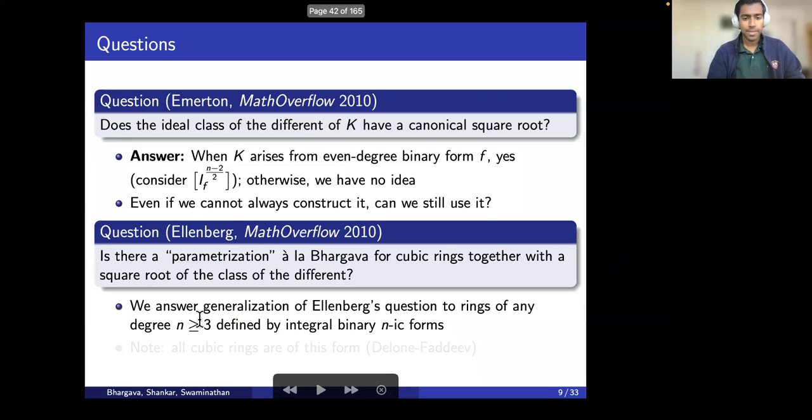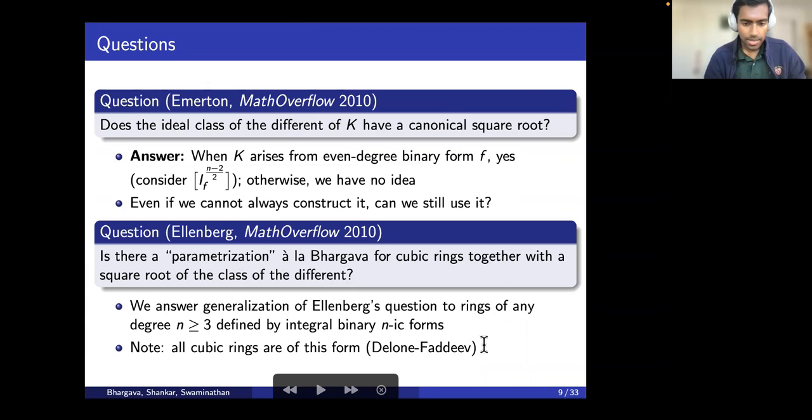And the main result of my thesis answers the generalization of Ellenberg's question to rings of any degree n at least 3 that are defined by integral binary n forms. So note that by the Delaunay-Faddeev correspondence, all cubic rings are defined by integral binary cubic forms. And so in particular, we're answering Ellenberg's question in full. Okay, so now let me state the parametrization.